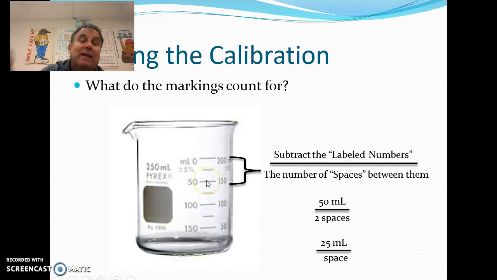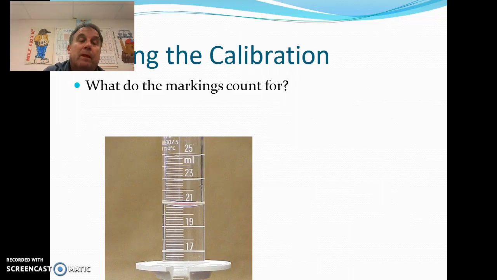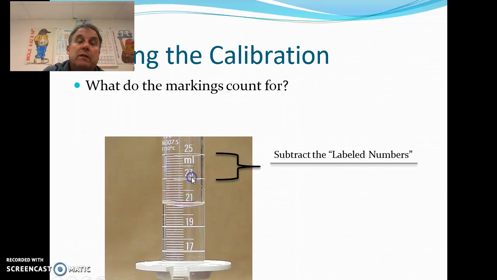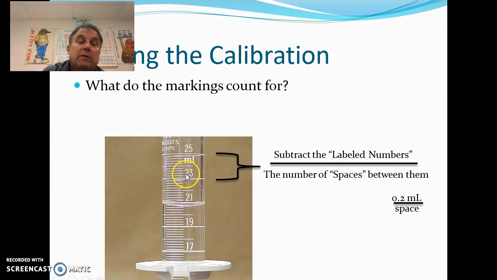So if you had, say, 10 drops added to that beaker, you wouldn't be able to see the line move up and down at all. So that's why we don't use beakers to measure volume. They're just not very well calibrated. If we do want to measure volume, we would use something like a graduated cylinder. So if you look closely, before you can read the volume, you have to figure out what the markings count for. If we do the same thing, subtract between the two labeled numbers, 25 minus 23 is 2. And there's 10 spaces between them, so 2 divided by 10 is 0.2 milliliters per space.